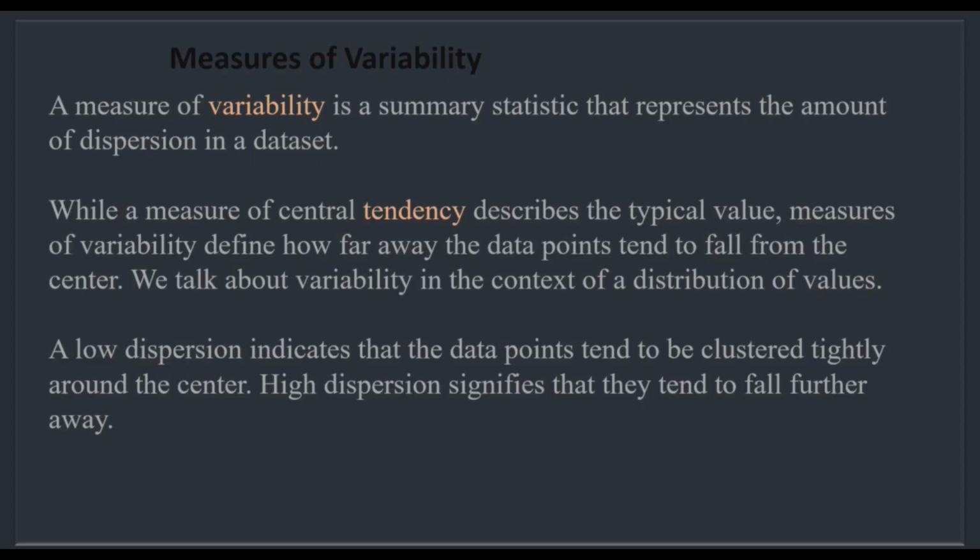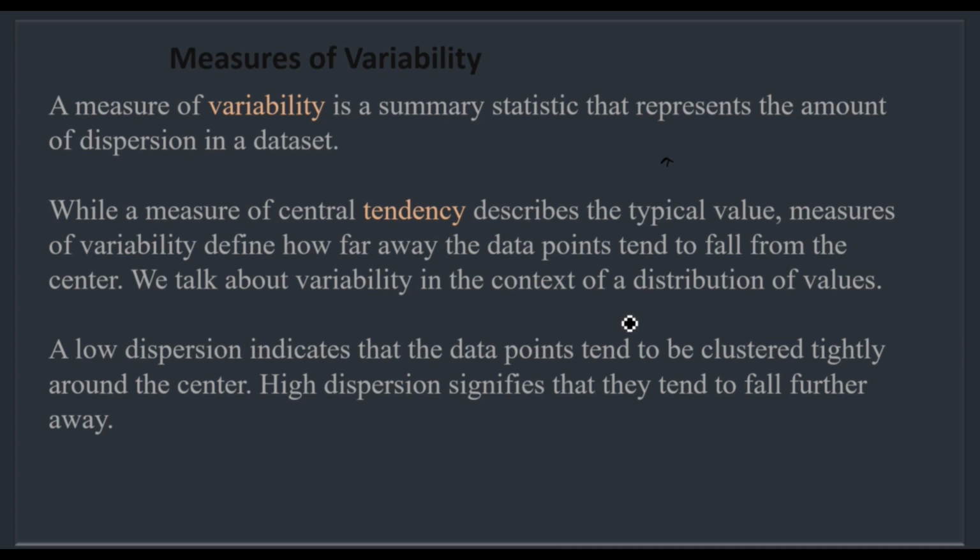Measures of variability is a summary statistic that represents the amount of dispersion in a dataset. I have already said that it is not concentrating on a typical value. Measures of central tendency describe the typical value, but variability is how far away the data points tend to fall from the center. Which one is a very small value and which one is the very greatest value in the dataset? All the values are included in the calculation of measures of variability.